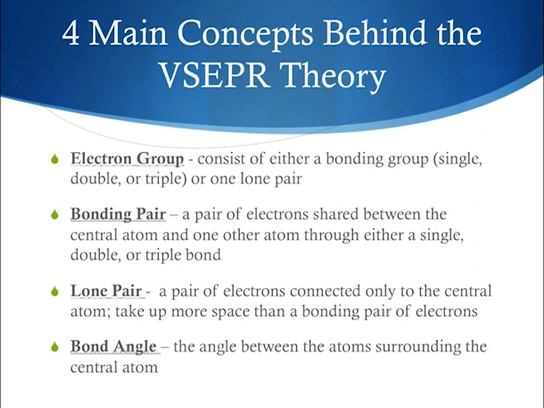The four main concepts behind the VESPR theory are the electron group concept, and this is that it consists of either a bonding group or a lone pair, and the bonding group can be a single bond, a double bond, or a triple bond. There's a bonding pair, which is a pair of electrons that's shared between the central atom and one other atom through a single, double, or triple bond. A lone pair is a pair of electrons that's only connected to the central atom, and these take up more space than a bonding pair of electrons. And the bond angle, which is the angle between the atoms that are surrounding the central atom.